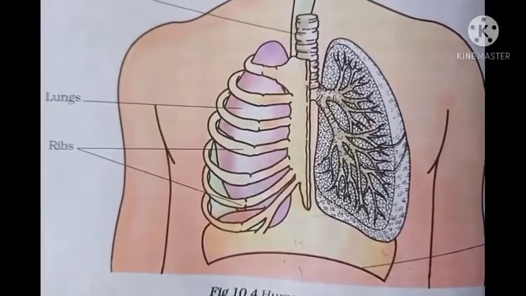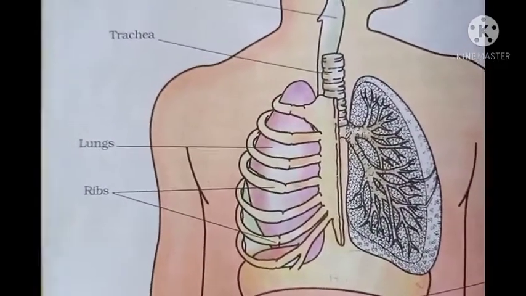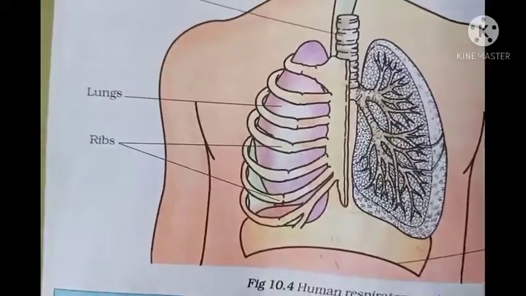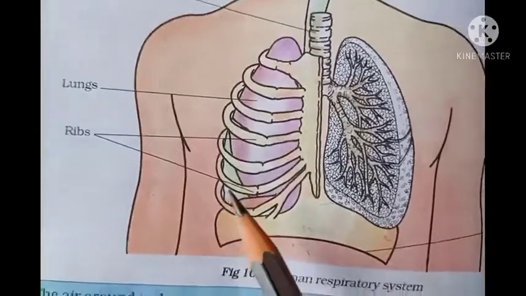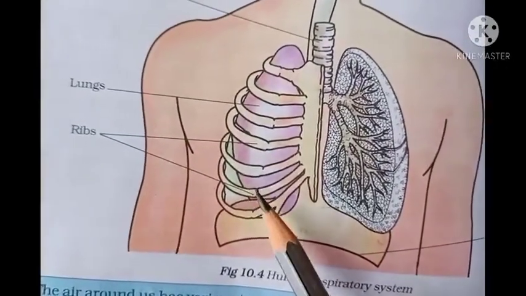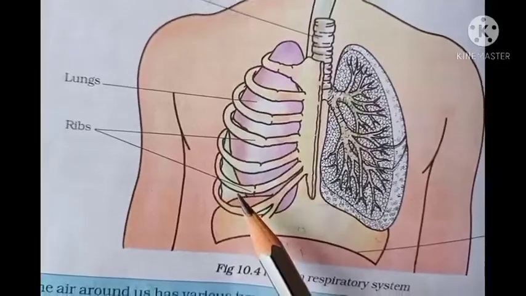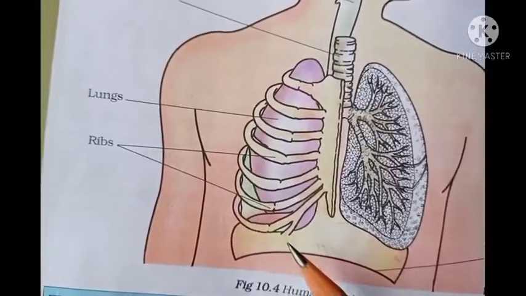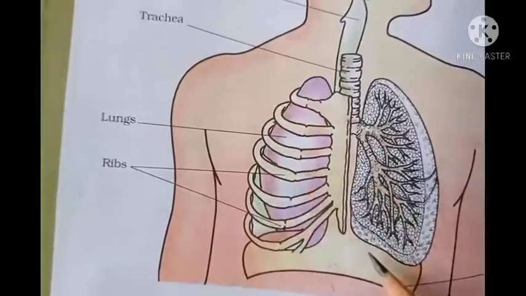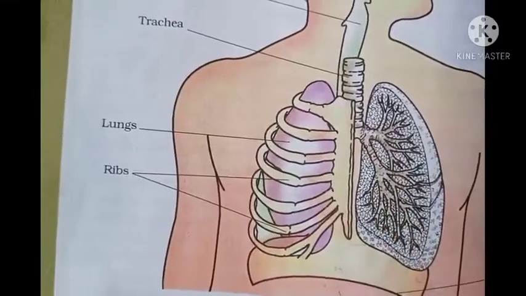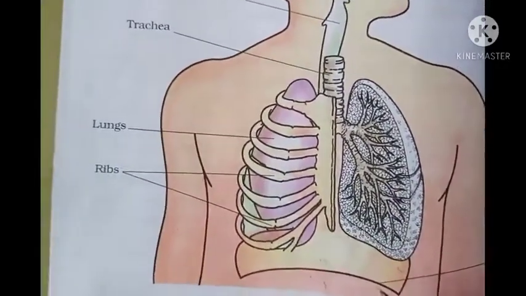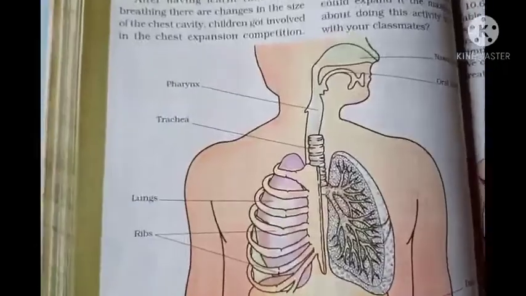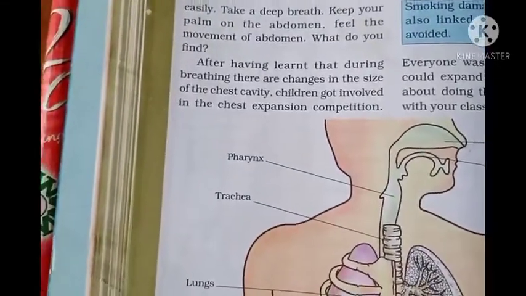During exhalation, when we are giving out air, that is carbon dioxide, the ribs move down and inwards, while the diaphragm moves up to its former position. This reduces the size of the chest cavity and air is pushed out of the lungs. These movements in our body can be felt easily.